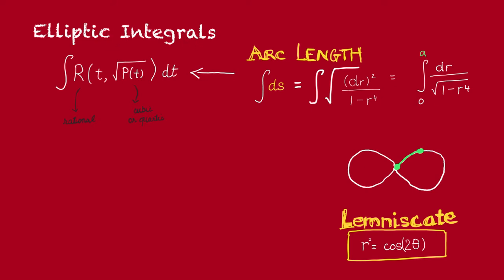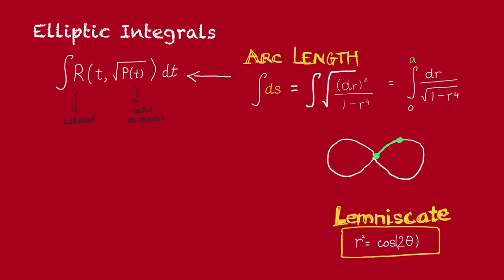An elliptic integral has for its integrand a rational function in the variable t together with the square root of some cubic or quartic polynomial of t. The arc length of the Lemniscate was one of the first elliptic integrals to be studied.